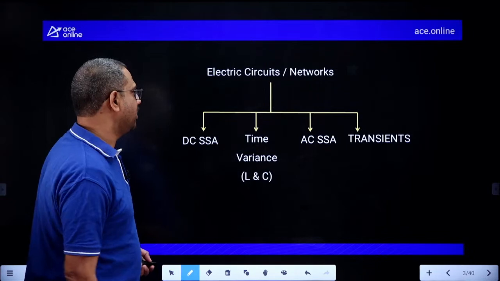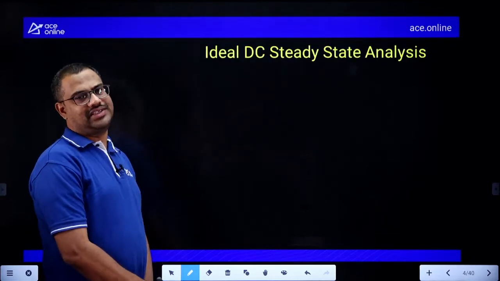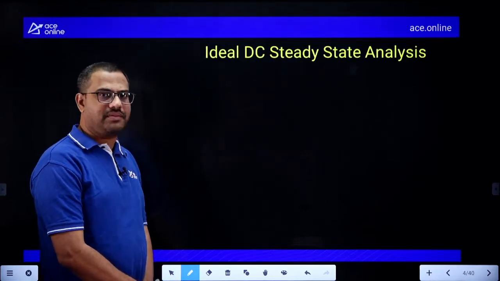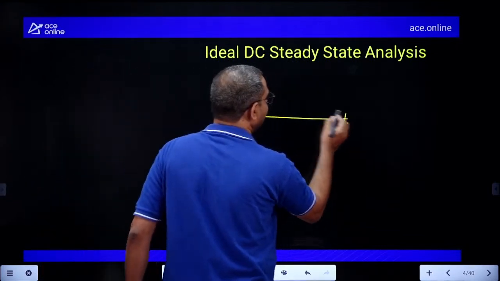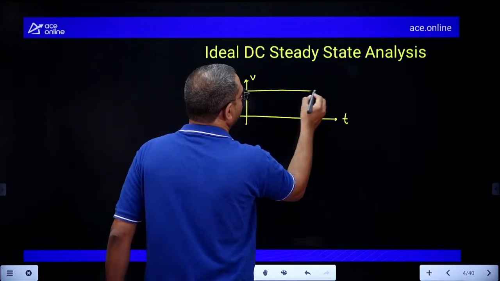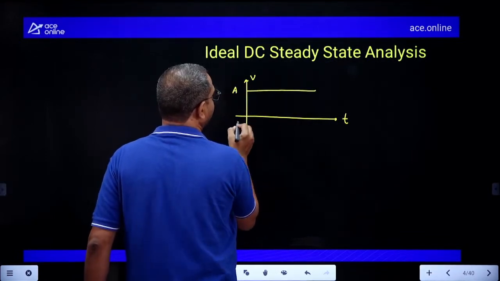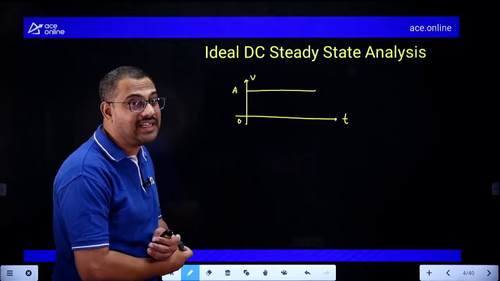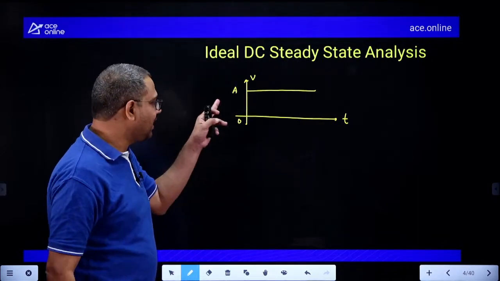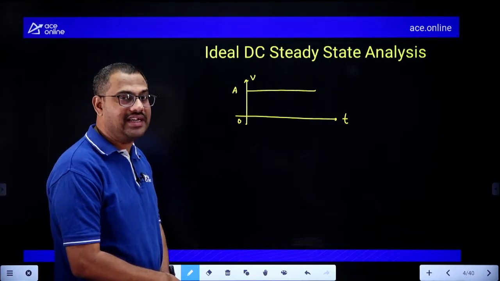Now let us talk about something important. Now what is ideal DC steady state analysis? In the first part of my subject, we assume an ideal DC signal. What is ideal DC? An ideal DC signal is a signal which doesn't vary in time, and as a source it can supply energy up to infinity. But here dV/dt and di/dt are 0. So in ideal DC, yes, dV/dt and di/dt are 0.